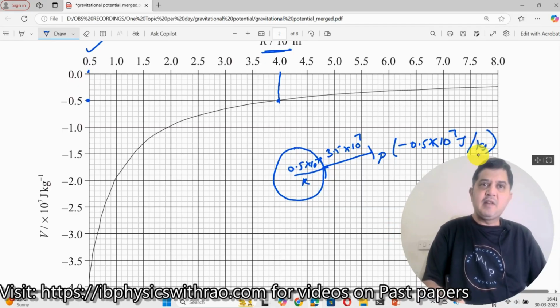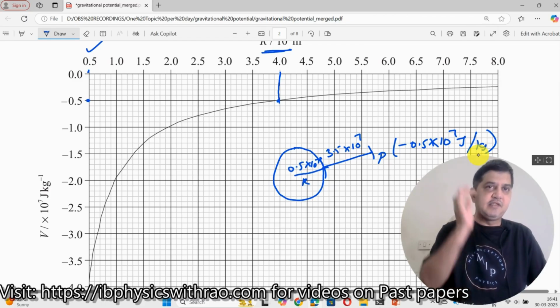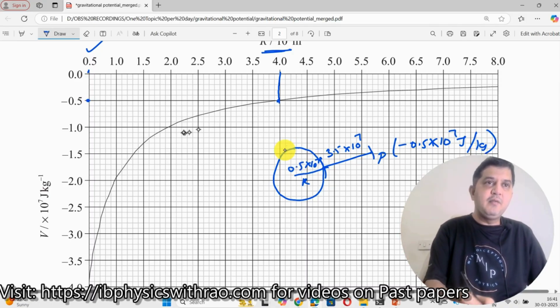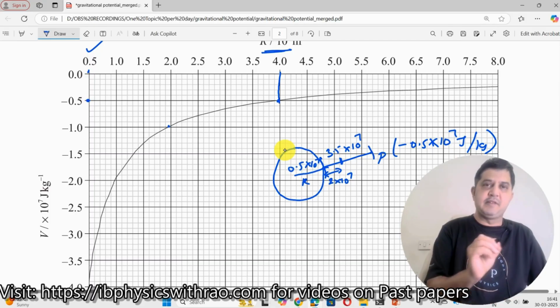The first thing I have done is interpret the graph physically along with the problem. Graphically I have interpreted this. Now, if I take a point at a distance of 2 into 10 to the power of 7, where in the diagram will it correspond to? It would correspond to this point over here, and the potential at this point would be minus 1 into 10 to the power of plus 7, right? So this is how you need to interpret first. You need to understand what graph is being given, and then you go further.